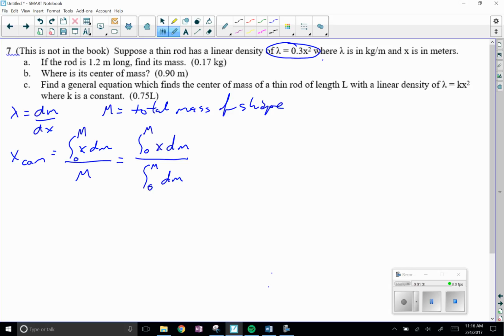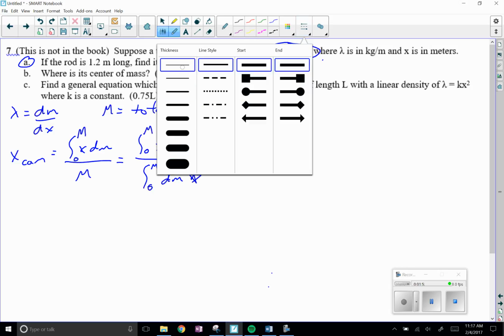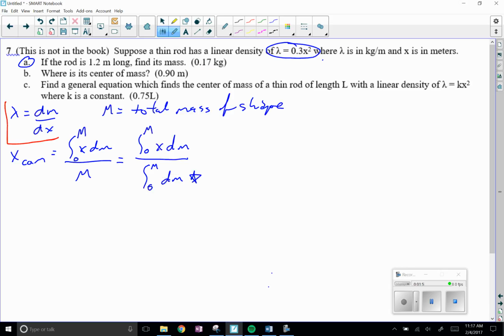Okay? So question A says to find the mass, so that's basically just the bottom of this fraction here. That's going to be question A. But in order to do that, we need to figure out how to take this integral. We got to figure out what dm is. And so in order to do that, we're going to do a little trick here. And this is always, with these linear density problems, this is how it always works.